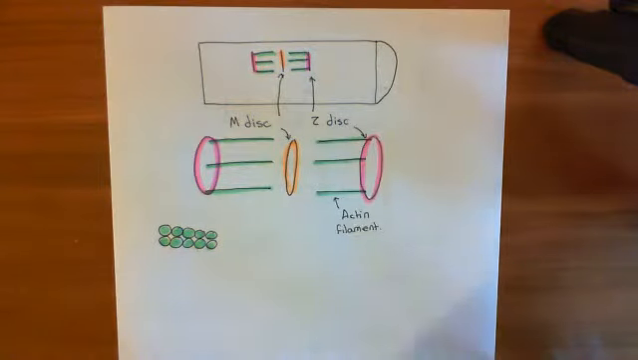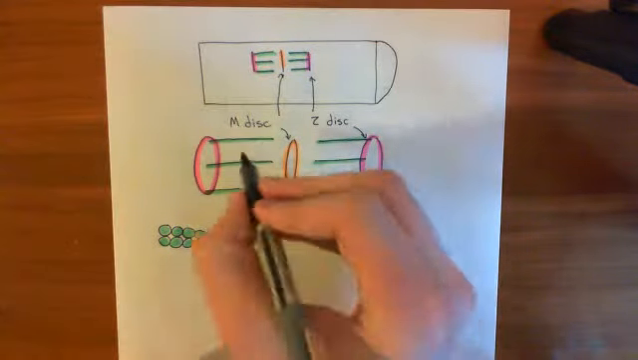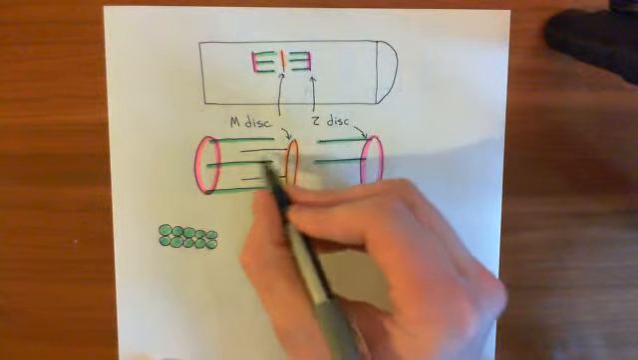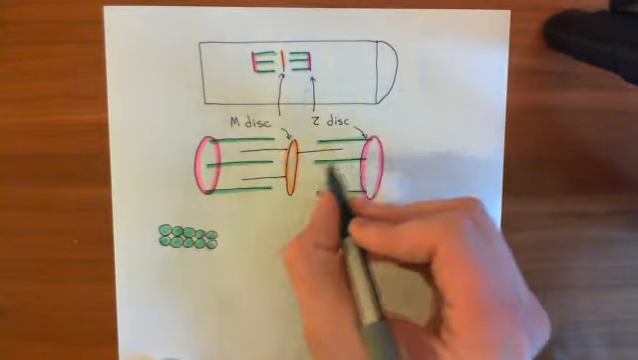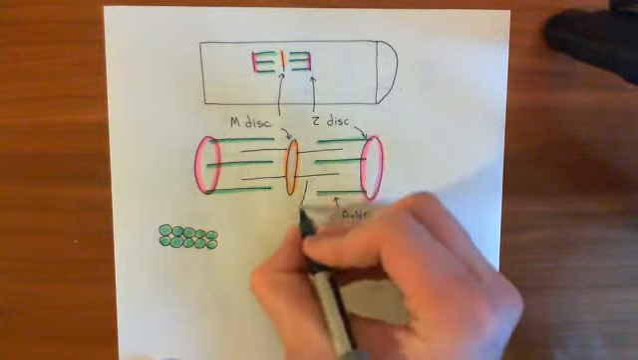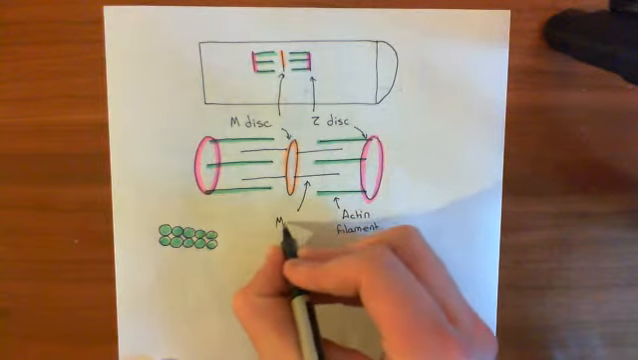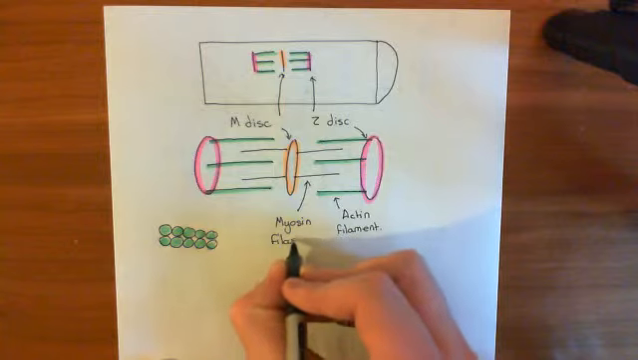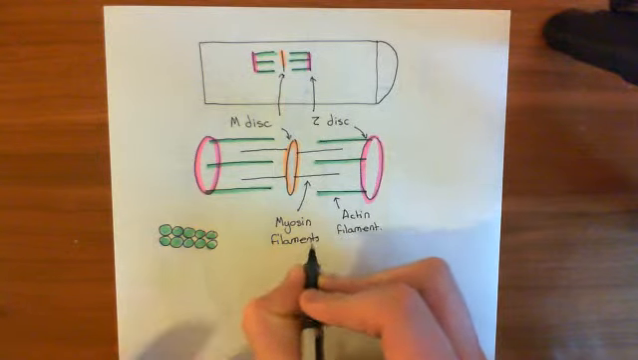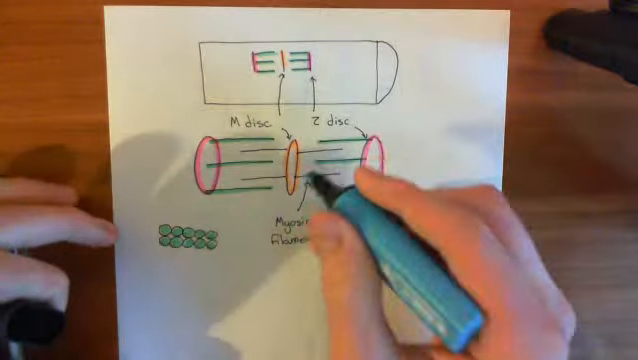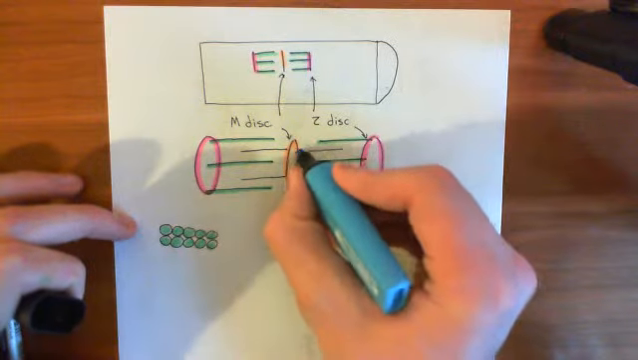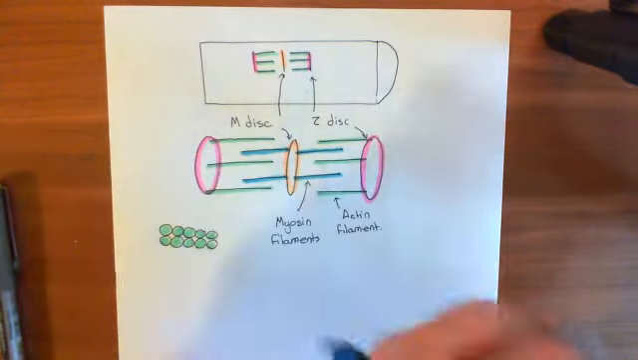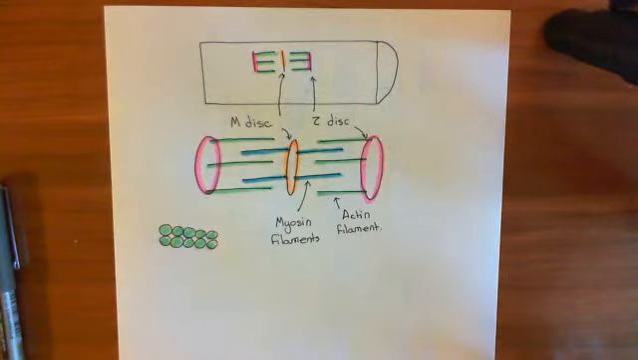Okay, and attached to the M disc, you then have another type of protein filament going both ways. So you have protein filaments going this way and protein filaments going this way. And these protein filaments are known as myosin filaments. So these are myosin filaments. Okay, and I'll colour those in blue. So, in blue here, these are myosin filaments attached to the M disc. And the reason the M disc is called the M disc is because it's got the myosin attached to it. So it's the myosin disc, if you like.